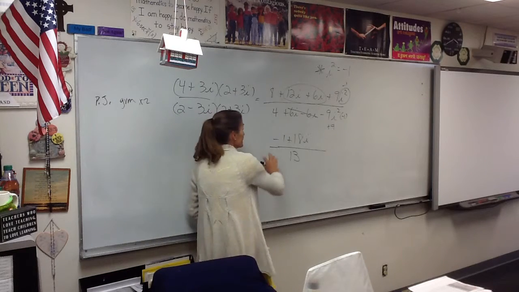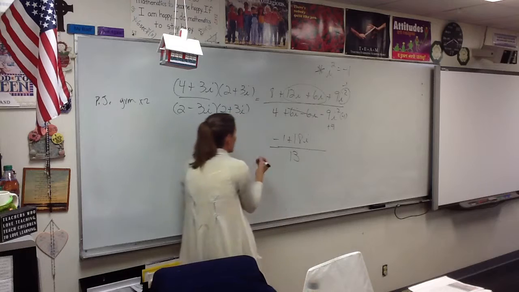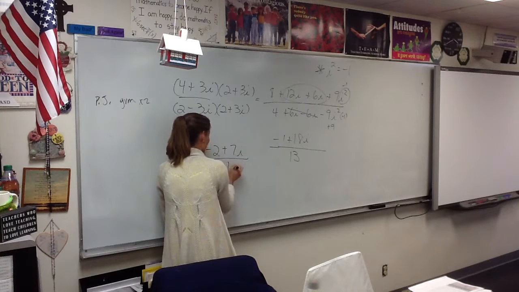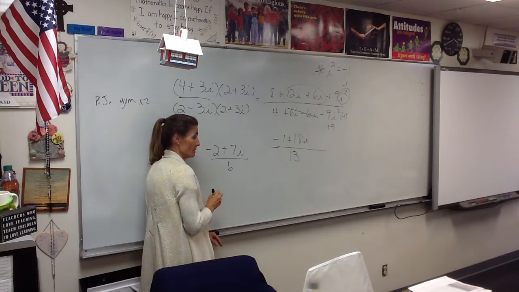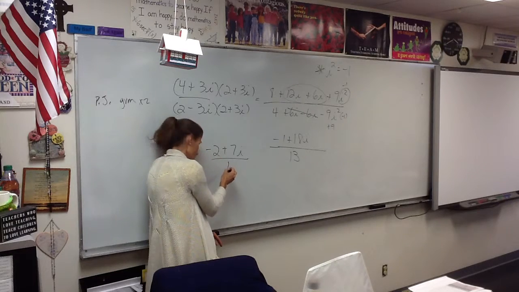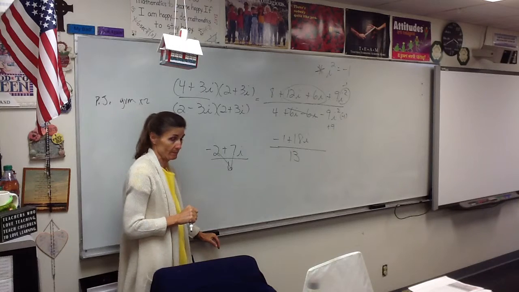Now, you're not even tempted to cancel anything there. But do remember, if it had been -2 plus 7i over 6, you might be tempted to cancel. Don't. Because unless you can do it with all 3, you cannot do it.